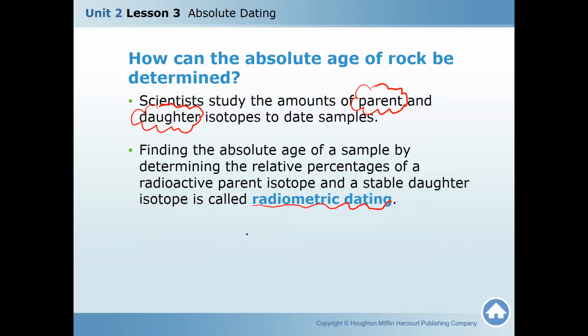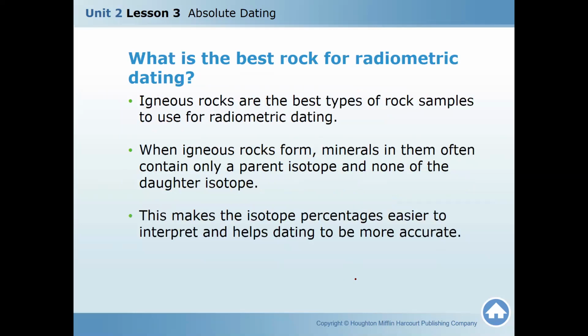Okay. Now, what is this? This is called radiometric dating. To determine the age, they take the percentage of the parent isotope, and they determine the age of the stable daughter isotope. And this way of finding the absolute age is called radiometric dating.